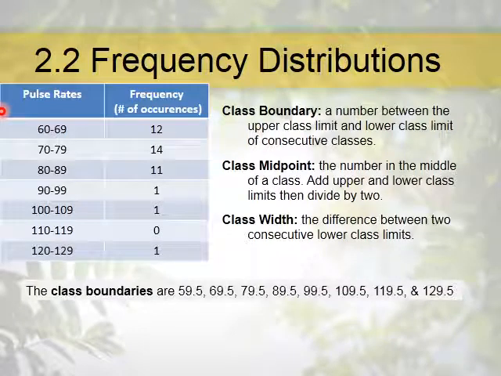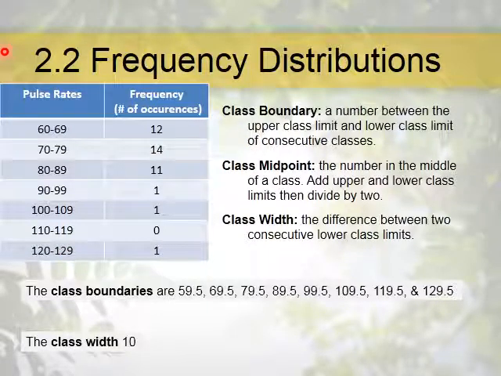So in this example, we have the class boundaries for all of our classes: 59.5, 69.5, 79.5, 89.5, 99.5, etc. Now notice the two that might be confusing are the 59.5 and the 129.5. All of them are between the upper class limit and the lower class limit of consecutive classes. But we do throw in 59.5, which would be below 60, and 129.5, which would be above 129, just for completeness. So we do include those in the class boundaries.